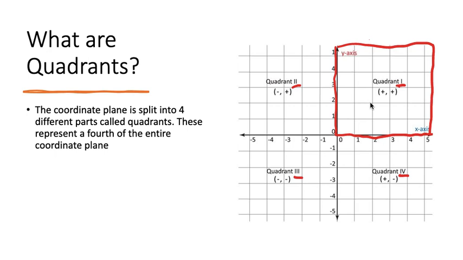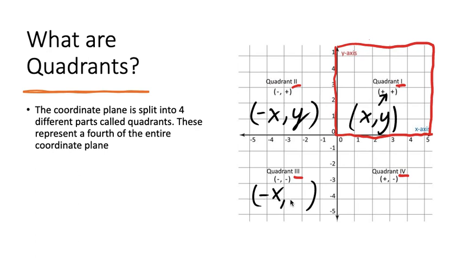So each quadrant has a different x and y value, and it's either positive or negative. So here in quadrant 1, we have x, y, both are positive. In quadrant 2, we have negative x, positive y. In quadrant 3, we have negative x, negative y. And in quadrant 4, we have positive x, negative y.